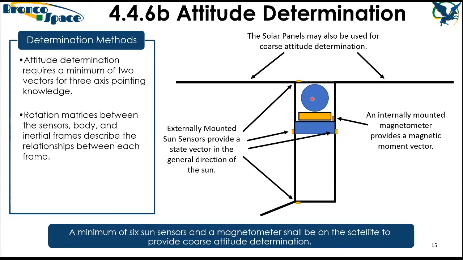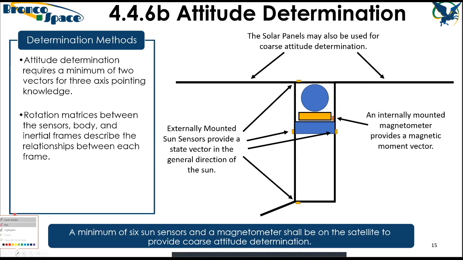Pretty commonly, you'll see magnetometers inside satellites. Pretty much all satellites will have a magnetometer because you can use the magnetic field to get an understanding of where you are relative to Earth. And most, if not all, satellites will also have externally mounted sun sensors in some way because these can provide a state vector in the general direction of the sun.